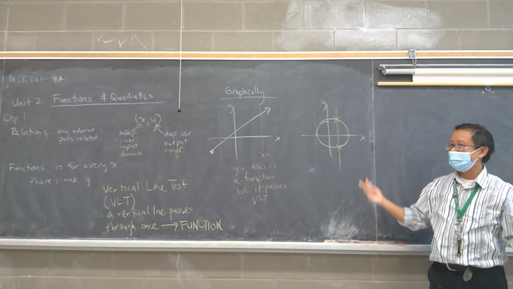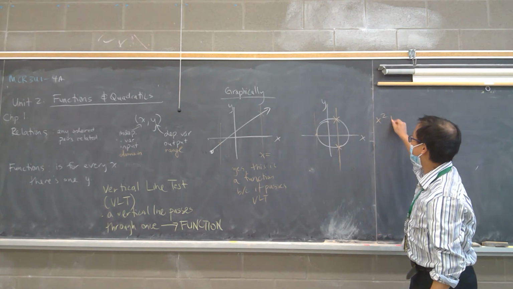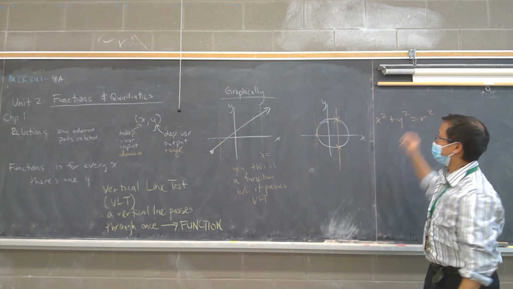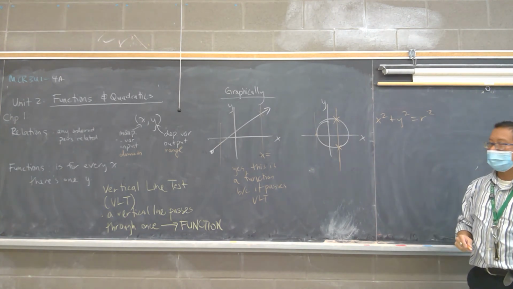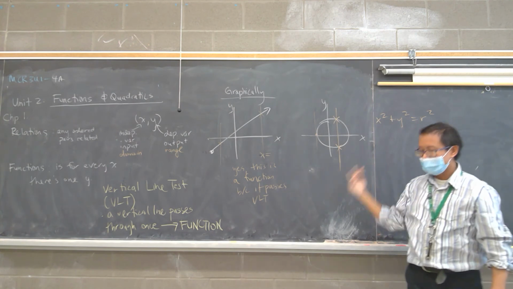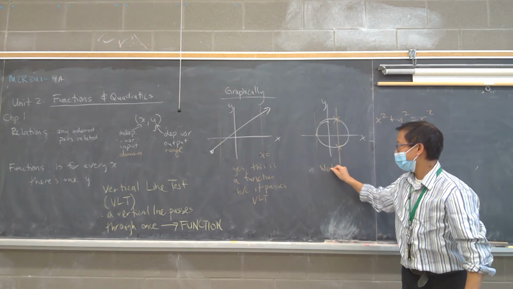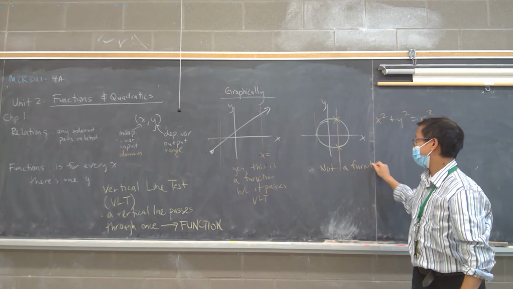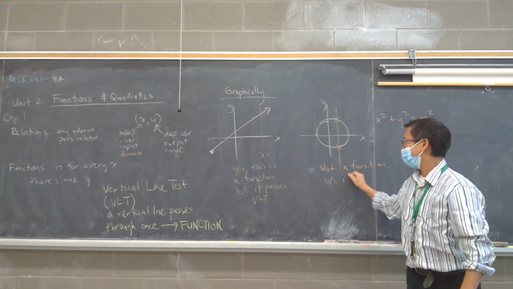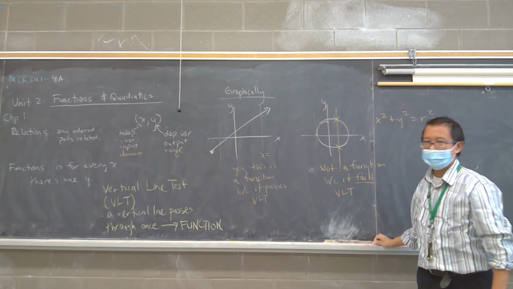And some of you say, but Mr. Chan, we learned this, and maybe Arshia knows what I'm talking about. A lot of you know that this has an equation. The equation of a circle is x squared plus y squared equals r squared. It definitely has an equation. What are you talking about, Chan? It has an equation. But in the context of grade 11, this one is not a function because it fails the VLT, the vertical line test.